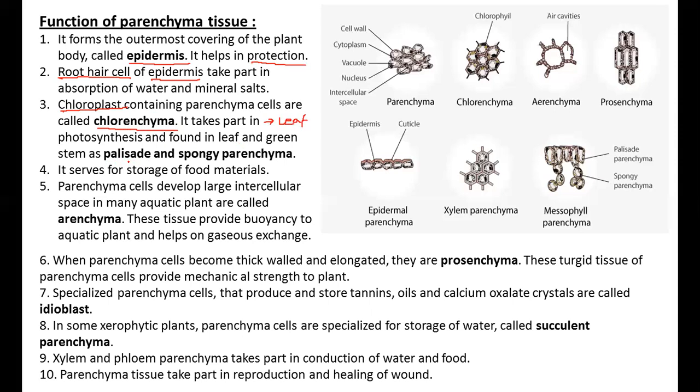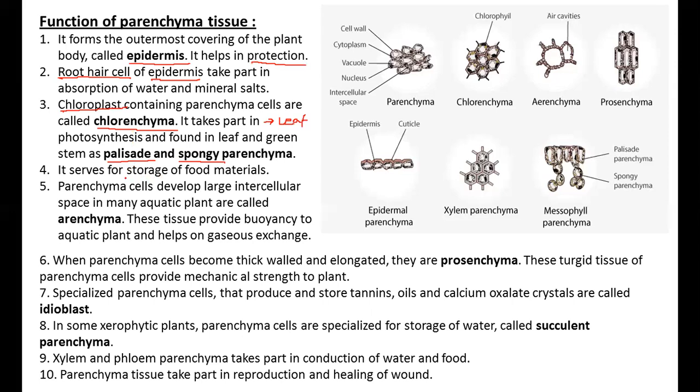In leaf, we have found two types of parenchyma cell. One is palisade parenchyma, second is spongy parenchyma. These two types of parenchyma cell actually perform the photosynthetic activity because they have the photosynthetic pigment, that is chloroplast, and that's why they are called chlorenchyma. So chlorenchyma is the type of parenchyma, and palisade and spongy are the names of the parenchyma. Both palisade and spongy are chlorenchymatous type of parenchyma.